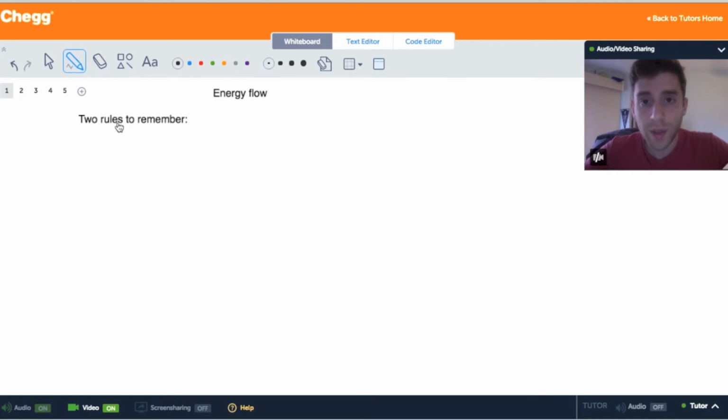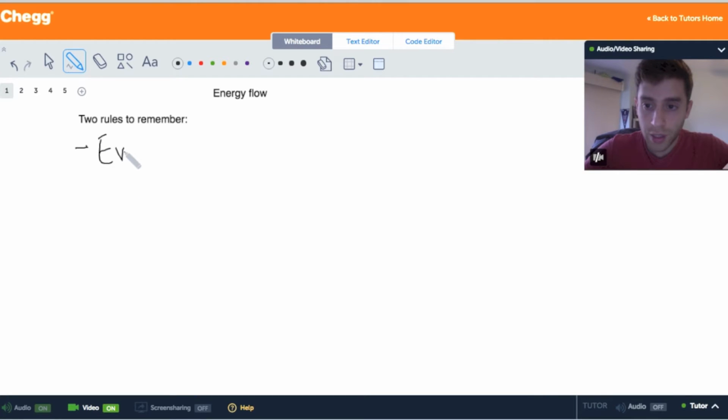So first we have to think about what an ecosystem is. It's just all the components in a specific environment and how they interact with each other. So when we think about energy flow, it's how the energy is distributed and recycled throughout that ecosystem via plants, animals, bacteria, and fungi.